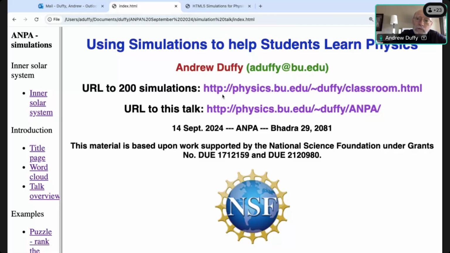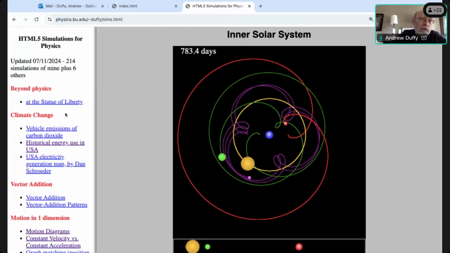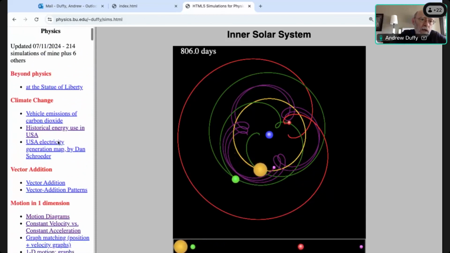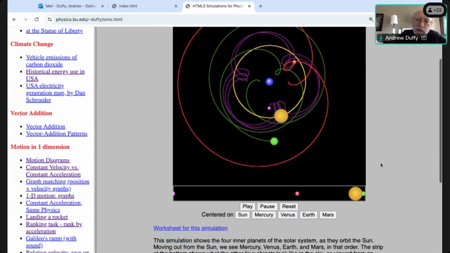So if you go to this first link, you come to this page here, and it has a whole bunch of simulations listed. It looks like there are 214 as of now. And right now it has this one about the inner solar system, which is, I think, kind of interesting. You can center it on the sun if you want. If you center it on the sun, it just has the 4 inner planets: Mercury, Venus, Earth, and Mars. And it's just a few circles.